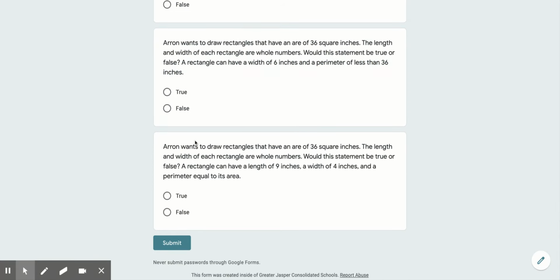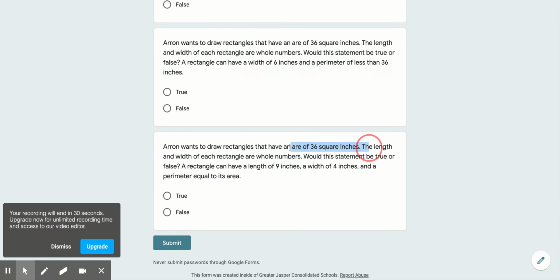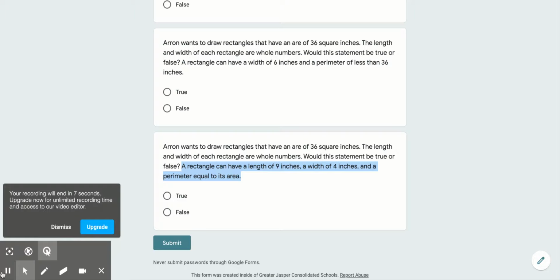Aaron, same thing, wants 36 inches. But this time, here's his statement. A rectangle can have a length of 9 and a width of 4 and a perimeter equal to its area. So even if one part of this is true, make sure that all parts are true in order for that to be true or false. Okay? When you finish, make sure you submit, and I will get your score back to you as soon as possible.